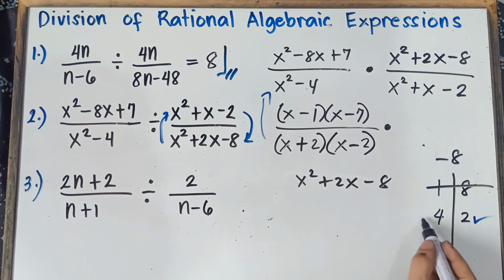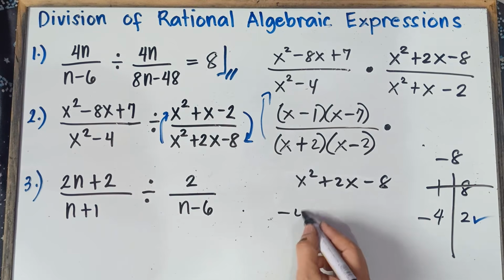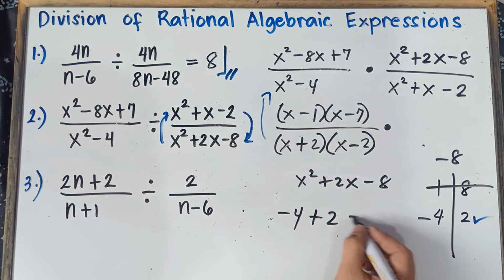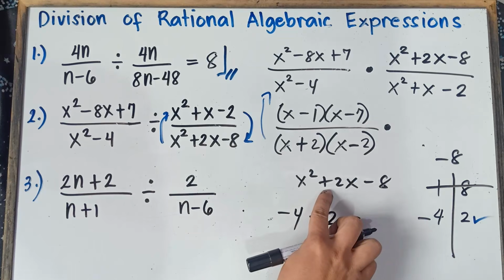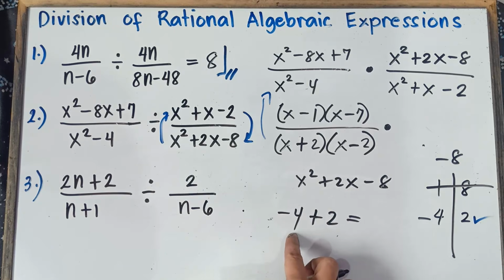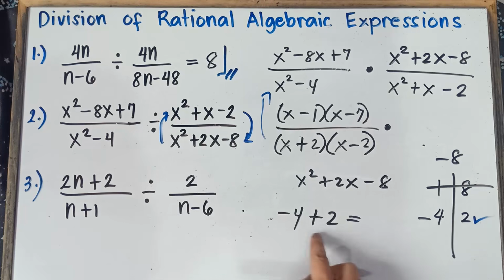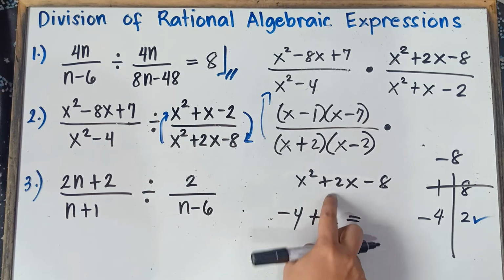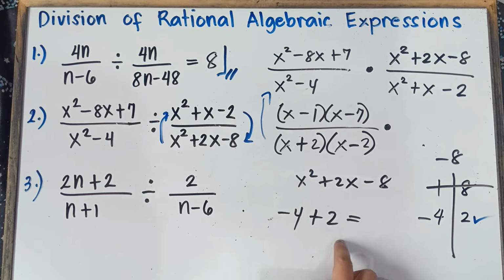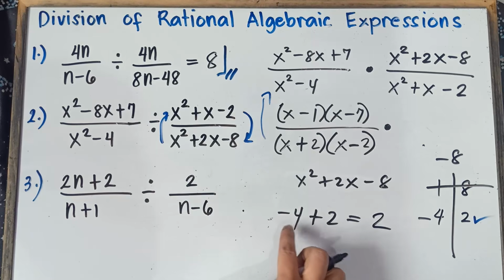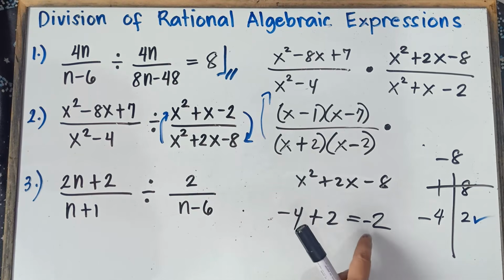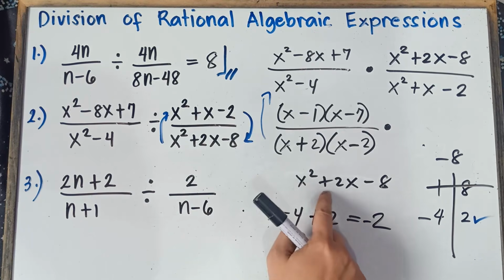Now, if we will be selecting negative 4 combined with positive 2, can we get positive 2? Nope, we cannot get positive 2. Because if this is unlike signs, you subtract 4 minus 2 is 2. Now 4 is greater than 2. We copy the sign of 4. That would be negative 2. Negative 4 plus 2, the answer is negative 2. We need to have positive 2.